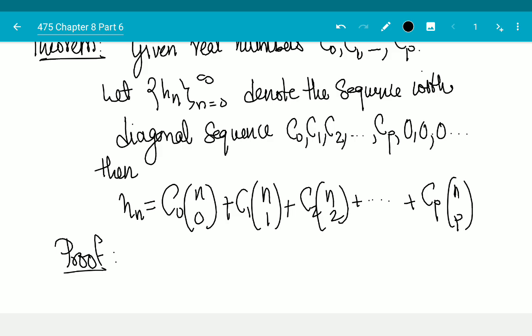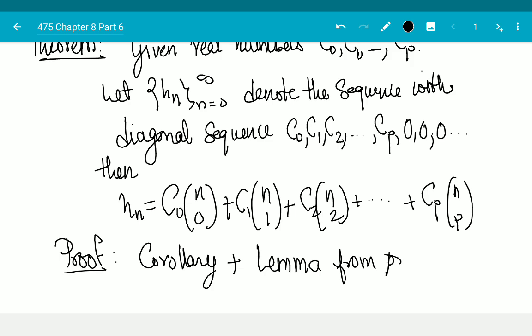The corollary told me that the sequence is unique. So the corollary, plus the previous theorem, which told me that, sorry, that was a lemma, so the lemma from the previous part. Together, they say that this is how I construct this sequence. Okay.